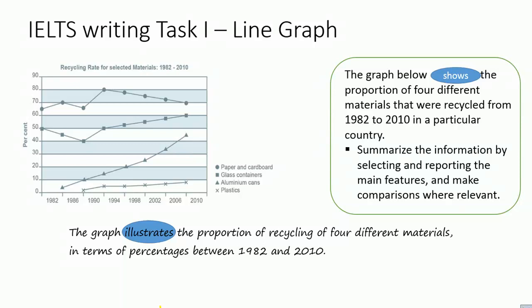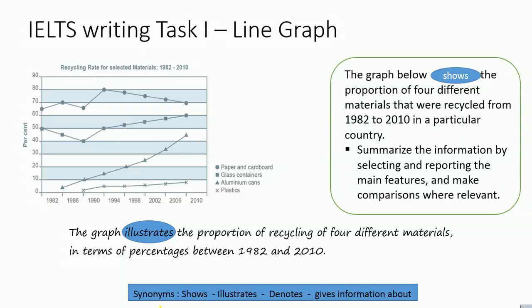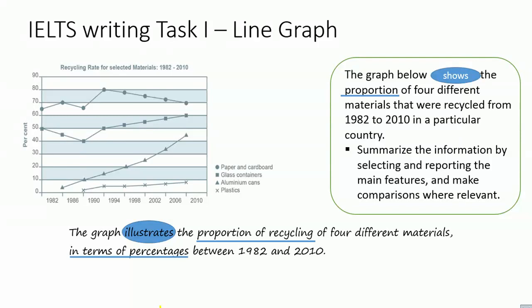Now I've changed the word shows to illustrates. You can use many more such synonyms like shows, illustrates, denotes, gives information about. You can use any of these and just try to reform the question. Going further, the graph below shows the proportion of 4 different materials. What I've written here is the proportion of recycling of 4 different materials. I've added the word recycling here, and as I said before, this is just part of rephrasing the question.